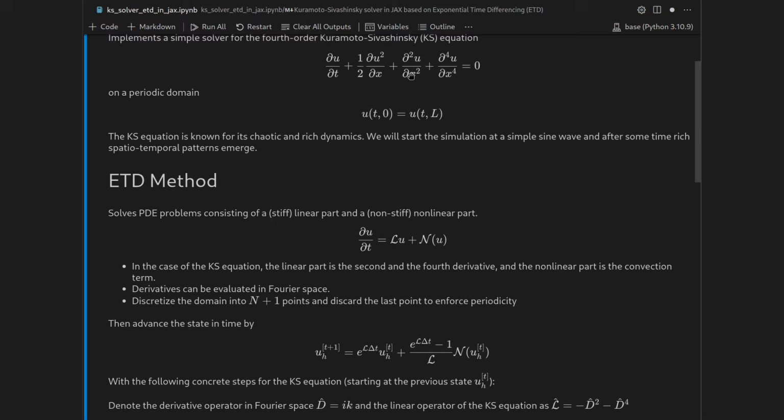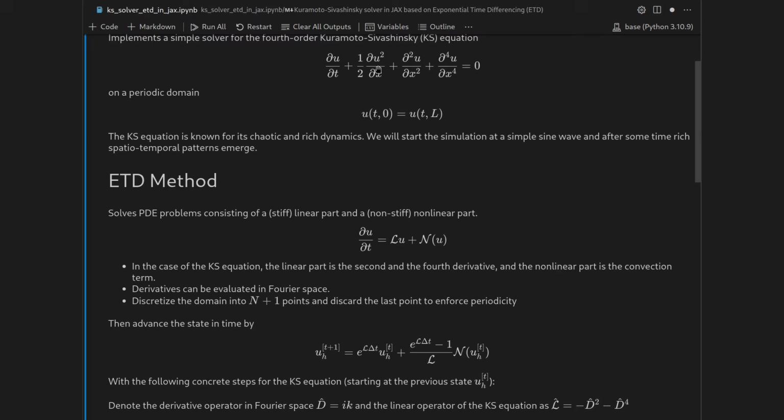So here we have the second order derivative, we have negative diffusion here, and the fourth order derivative, some sort of hyperdiffusion. And then we have the nonlinear term, which is a convection term that you might have also seen in the Burgers equation, and that can also be seen in the Navier-Stokes equation.